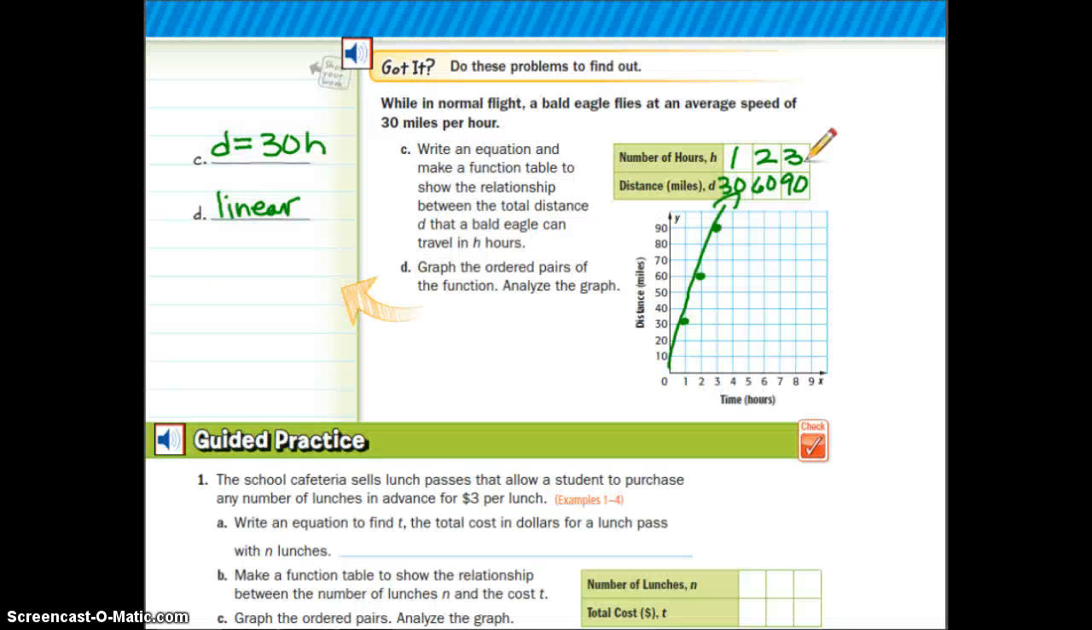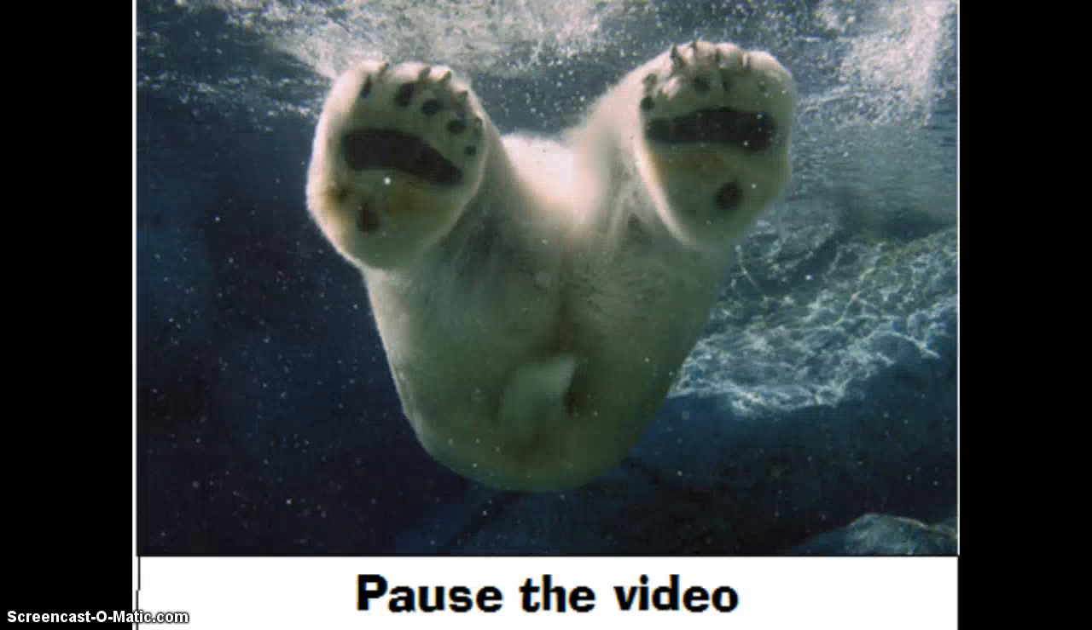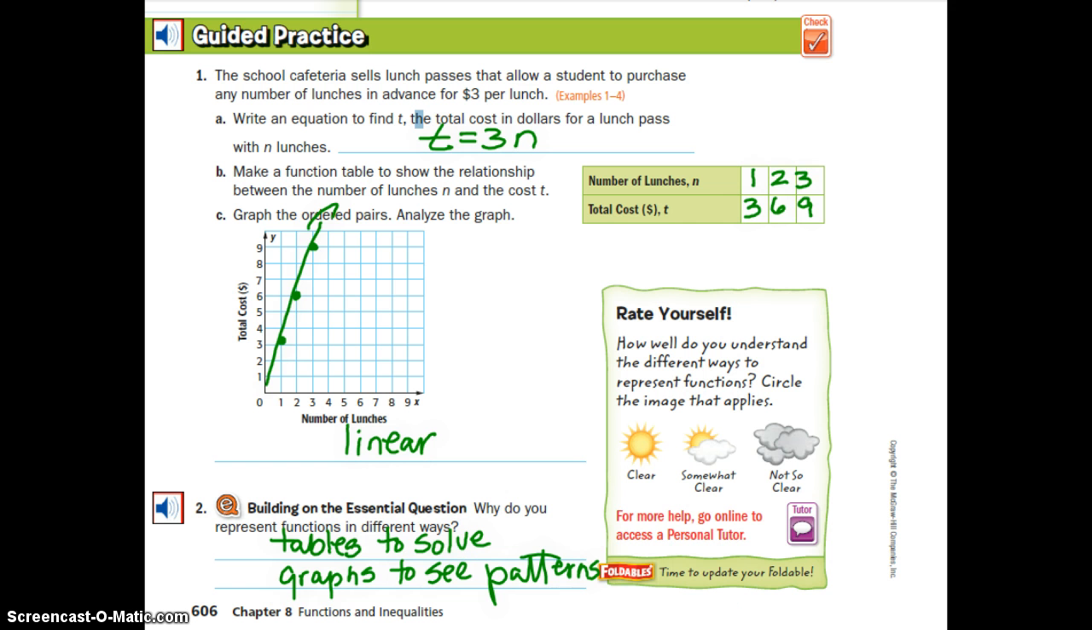Alright, so we have an eagle flying 30 miles per hour, so our function equation would be d equals 30h. When we graph it, we find out that it's linear because for 1 hour it's 30, 2 is 60, 3 is 90. We graph it, it forms a line. We have a linear equation. Now it's your turn. Please do the guided practice. Come back when you're done. Pause the video! Get it, got it, go!